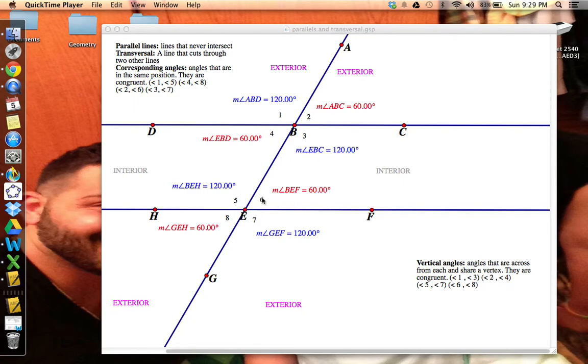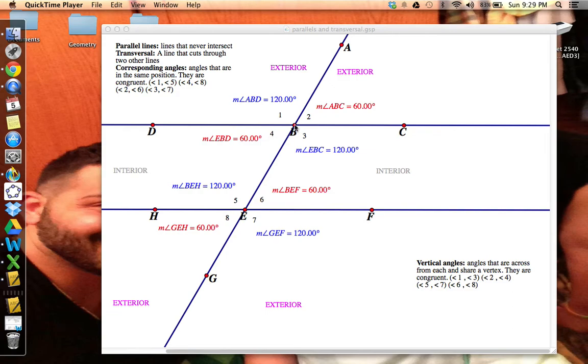Angle 5, we'll wait on that for a sec because we're still at this corner. Now if you notice, their angle measure is the same. Angle 1 is 120, angle 3 is also 120. Angle 2 is 60, angle 4 is 60. So I've got my vertical angles.